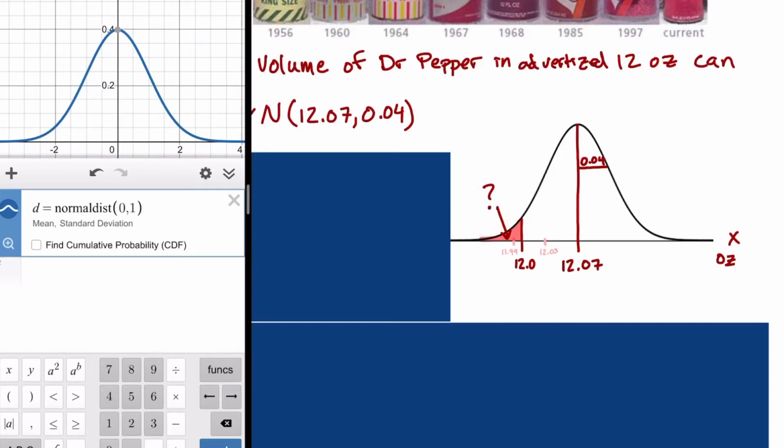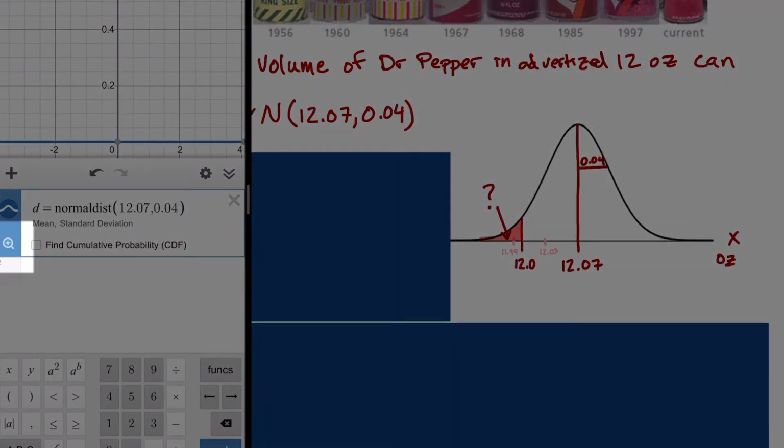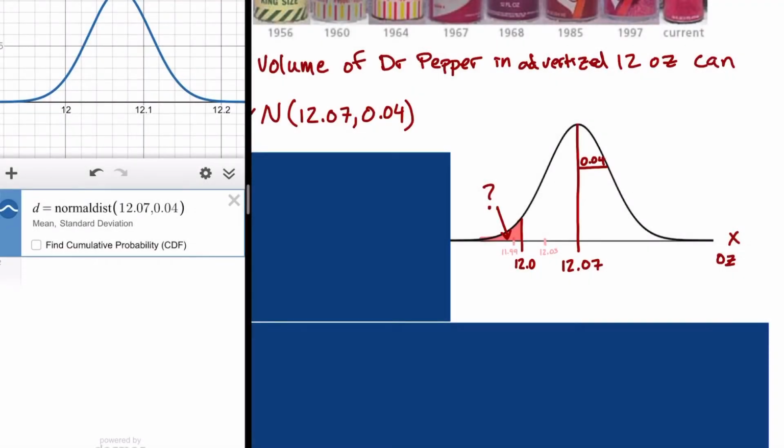So we're going to need to use technology to be able to figure out what this shaded area is. So to do that, I'm going to come over to Desmos, and I need to change distribution D. So it is no longer the standard normal distribution. So I'm going to delete the standard deviation of 1 and delete the mean of 0 and put in my new mean of 12.07, comma, my new standard deviation of 0.04. Now, I don't see it on my graph anymore, so I'm going to press the magnifying glass. There we go.